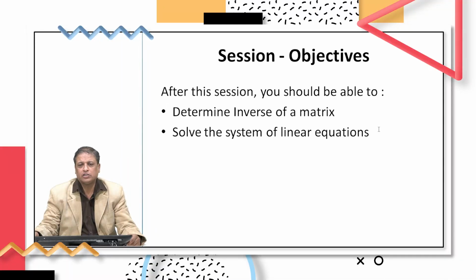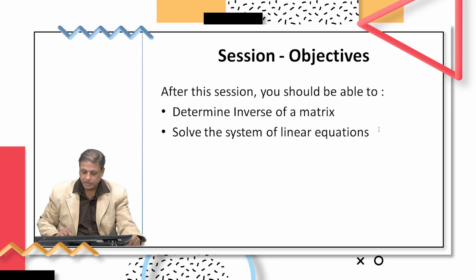In the last sessions, we had learned about the concepts of determinants and matrices. Now, herein we are going to apply those concepts to solve the system of linear equations. The objectives of this session are to determine the inverse of a matrix, and by using this concept of the calculation of the inverse of a matrix, we are going to solve the system of linear equations.